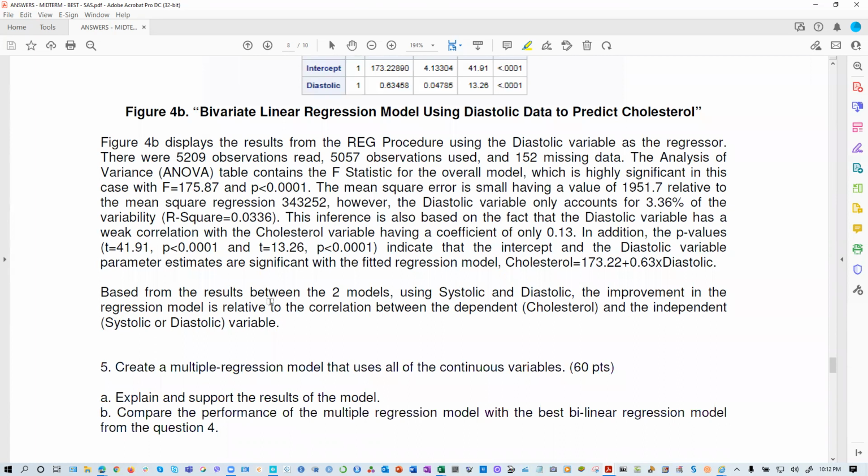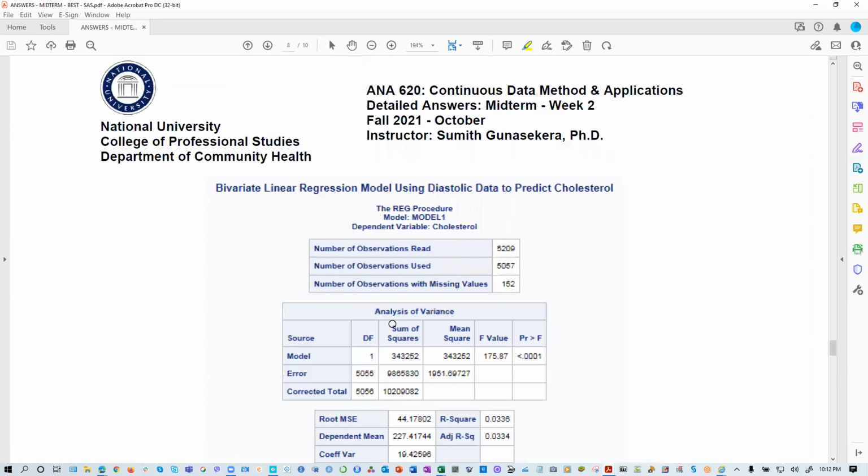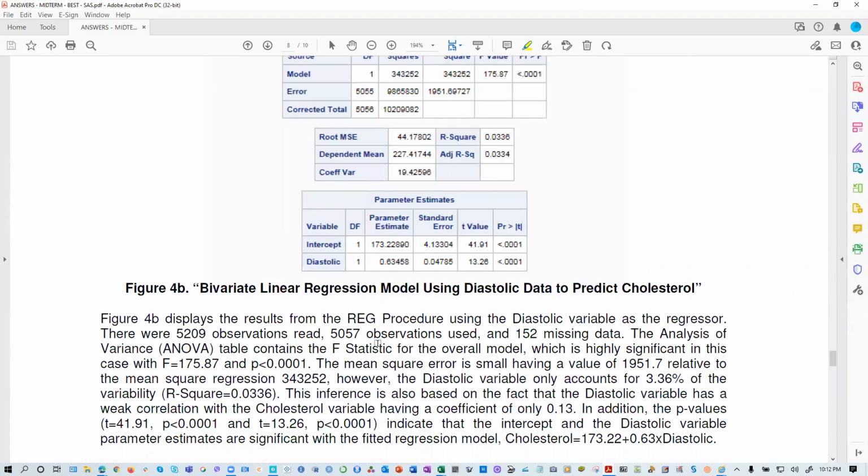Then see, based on the result between the two models using systolic and diastolic, the improvement in the regression model is relative to the correlation between the dependent and the independent systolic variable only. The only thing that you can talk about now is correlation only. They were correlated, which one? Systolic is correlated, not based on the R squared.